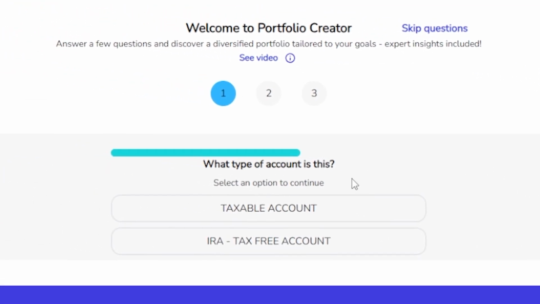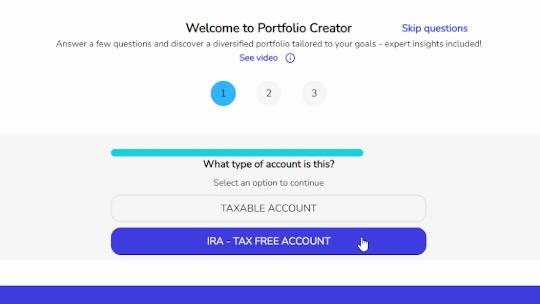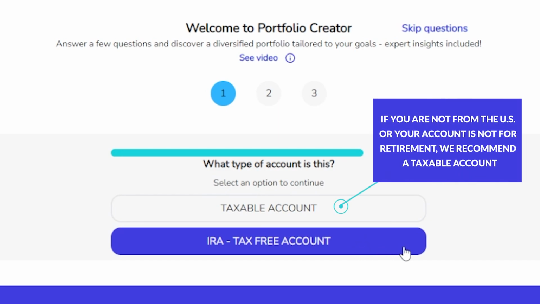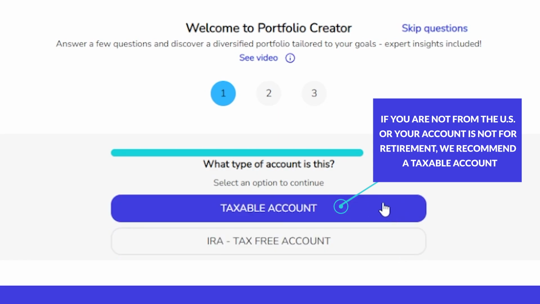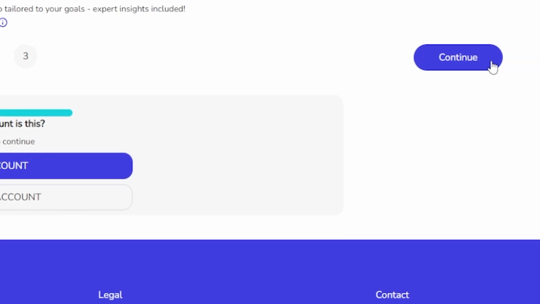Now, choose the type of account. In the United States, a taxable account is a basic account where you must pay taxes on each sale of a stock in which you earn money. On the other hand, an IRA account is a retirement account only applicable to U.S. citizens. If you are not from the United States or this account is not for retirement, we recommend choosing a taxable account. After selecting the appropriate option for you, click the Continue button again.